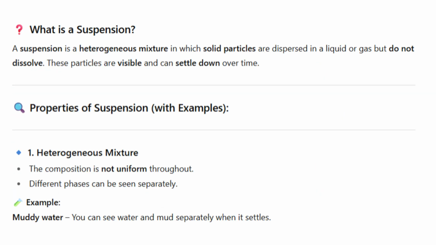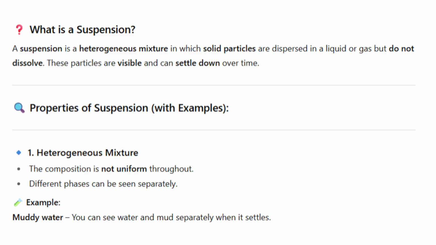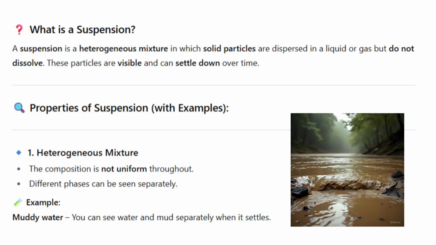What is a suspension? A suspension is a heterogeneous mixture in which solid particles are dispersed in a liquid or gas but do not dissolve. These particles are visible and can settle down over time. Properties of suspension with examples. 1. Heterogeneous mixture. The composition is not uniform throughout. Different phases can be seen separately. Example: muddy water. You can see water and mud separately when it settles.